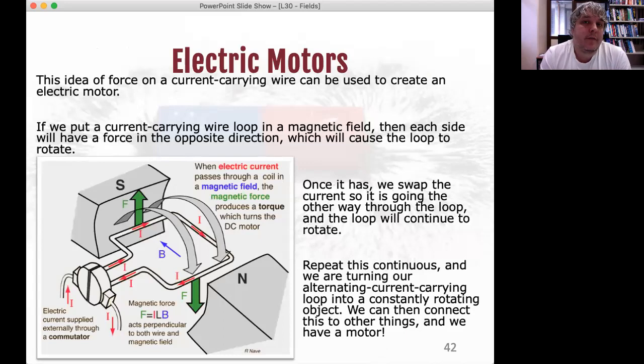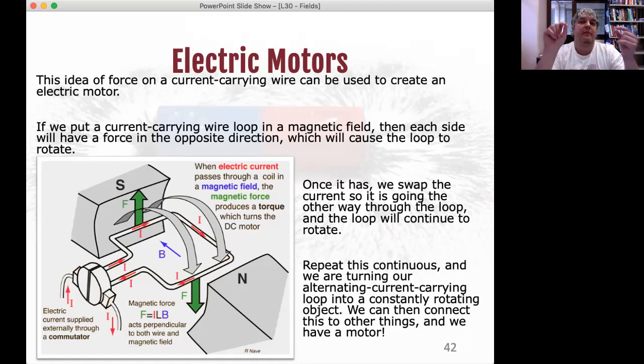This idea of a force on a current carrying wire is what drives electric motors. If you put a loop into a magnetic field, so you've got a loop of wire, then each side will have a force in the opposite direction, which will cause the loop to rotate. So here's your loop of wire. This side is being pushed that way towards the camera. This side is being pushed away. That means the whole loop is going to spin around, right? It's going to be rotated like that.